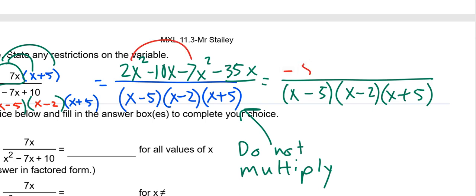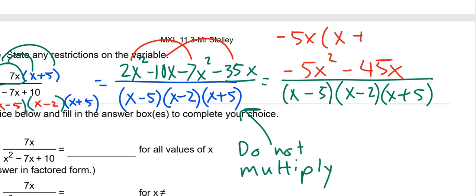Okay, so it looks like we get -5x squared and -45x. Now, Mr. Morris asked me a good question. He said, could we pull a negative 5x out of the top? And the answer is yes, but it won't do me any good. If I do that, if I pull a negative 5x out of the top, that's going to give me x plus 9. Now, does anything cancel out?